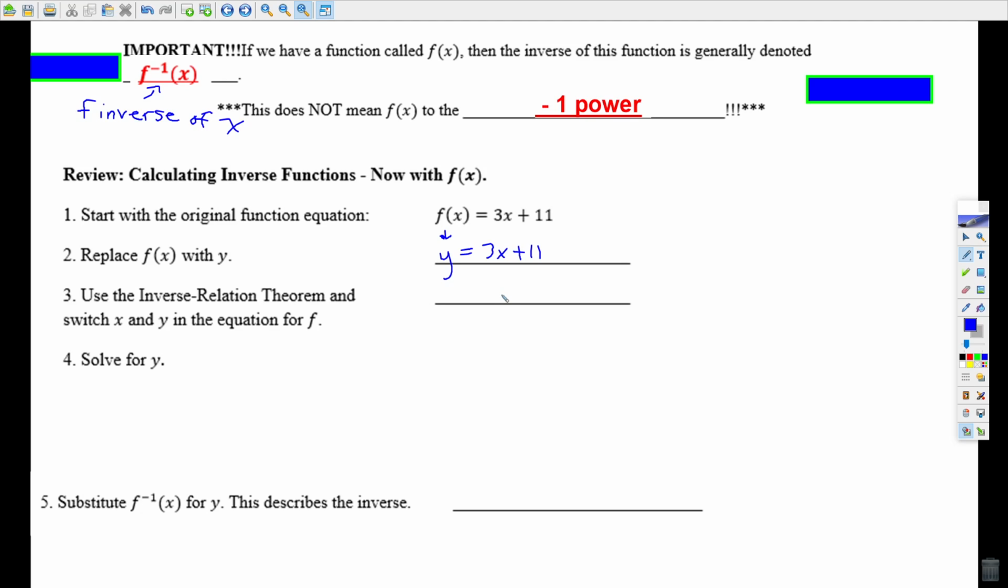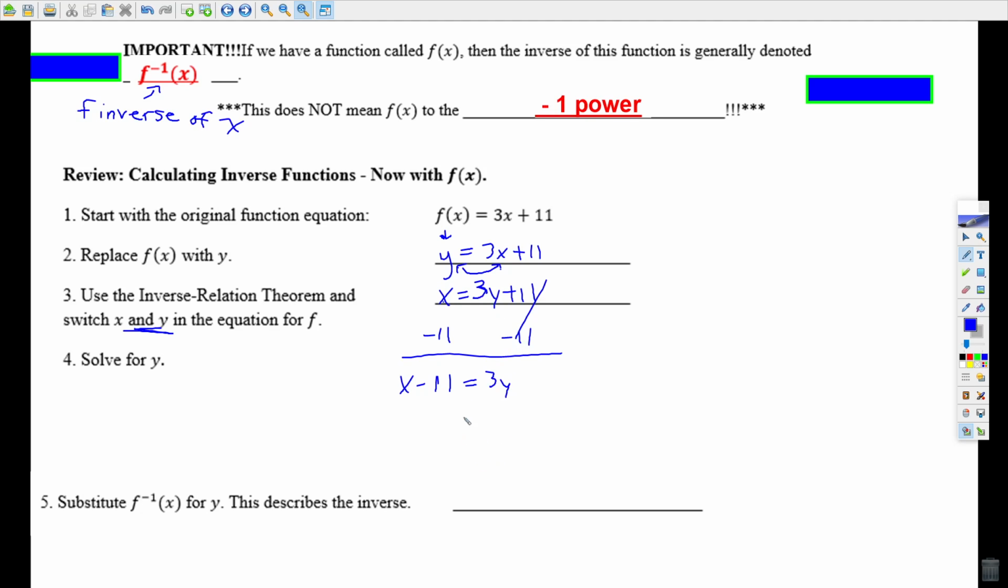And then we'll do what we did when we talked about inverses the day before. So we're going to use the inverse relation theorem and switch the x and y in the equation for f. So we're going to switch the x and y, which gives us x equals 3y plus 11. So now this is kind of the same steps we did the day before, where we now switch the x and y and solve for y. So how do we solve for y? We got two steps. We have to subtract 11 on both sides. So you get x minus 11 equals 3y.